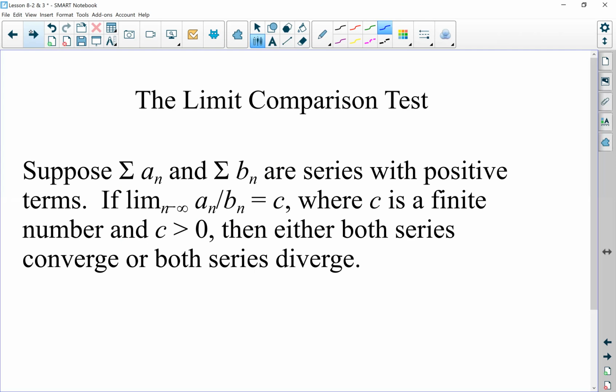And again, it's going to help to know whether one of our two series is convergent or divergent. So again, it's a comparison test, but this time looking at limits. So again, using those p series will be very helpful.